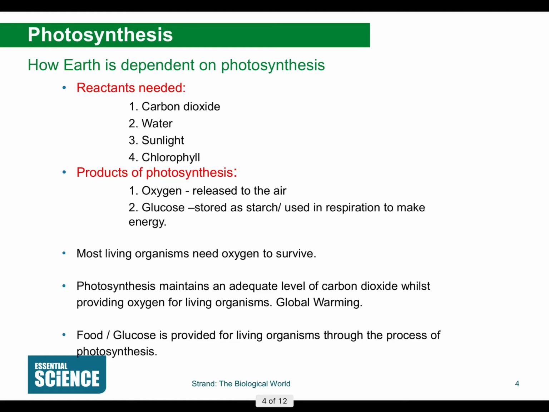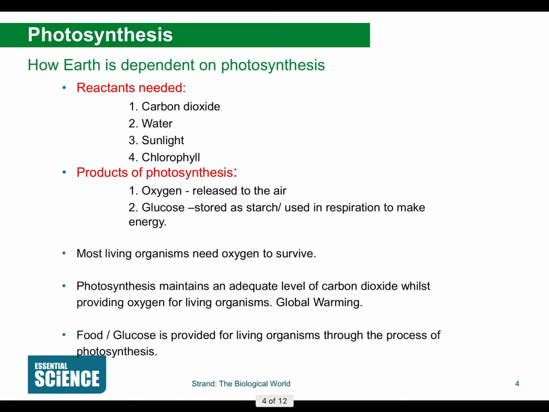So remember that plants have to photosynthesize first to make their glucose, and then they have to respire that glucose, or change that glucose into energy during respiration. So plants have to do both processes. Animals only have to do respiration because they eat their food. Now, most organisms need oxygen to survive, and photosynthesis is important to the earth because it produces oxygen.